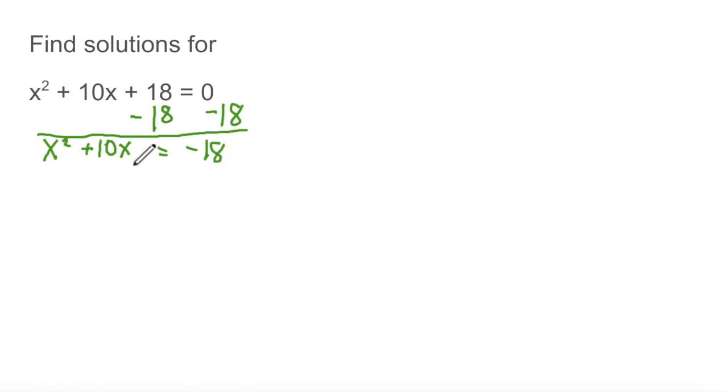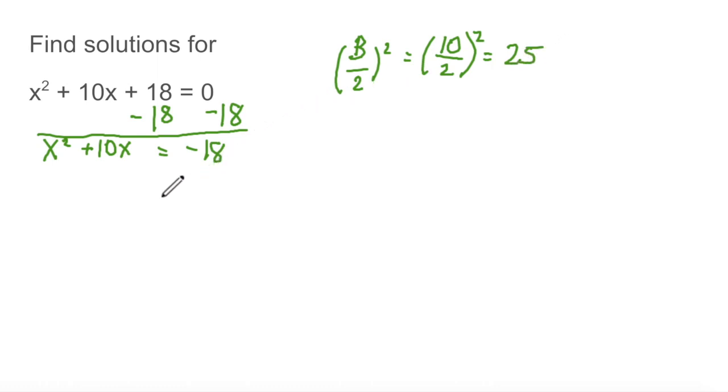Okay, next step is we need to add b over 2 quantity squared to both sides. So here, what is b? That's 10. So if b is 10, we're going to add 10 over 2 quantity squared to both sides. And that's 5 squared, which is 25, isn't it? So now we're going to add 25 to both sides of the equal sign.